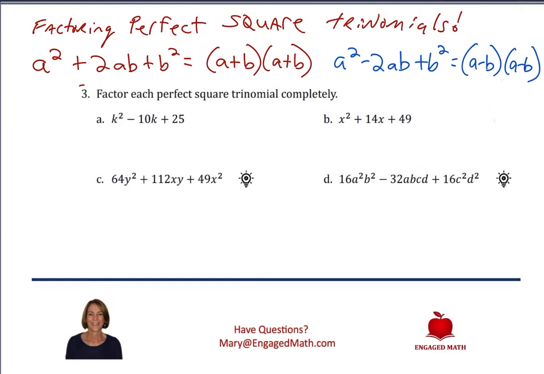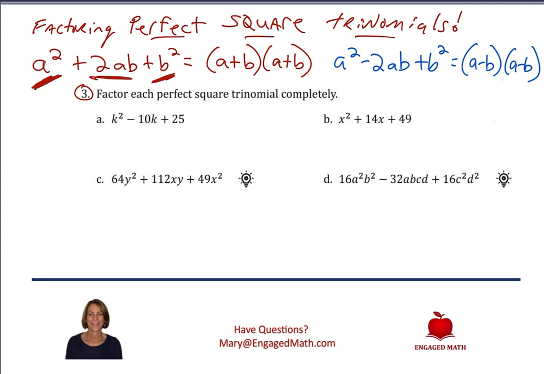Welcome to lesson 19, problem number 3, where we are going to go over how to factor perfect square trinomials. Now, a perfect square trinomial always has a first term that's a perfect square, a third term that's a perfect square, and the middle term is the square root of the first, which in this case would be a, times the square root of the second, which in this case would be b, doubled.